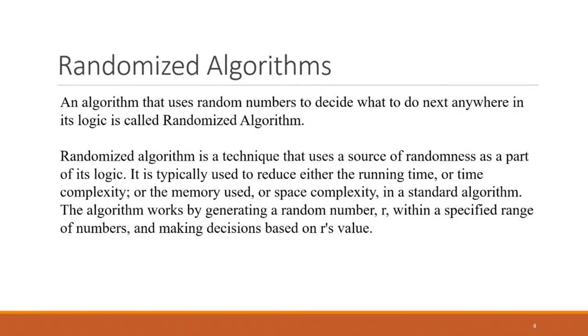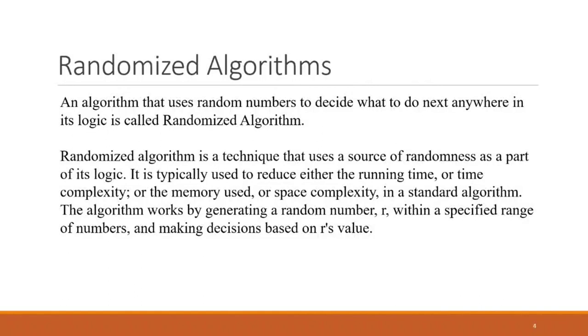Now let's discuss what a randomized algorithm is. A randomized algorithm is an algorithm that uses random numbers to decide what to do next anywhere in its logic. That is, it will decide the output by using some random numbers. For example, a randomized algorithm could help in a situation of doubt by flipping a coin to make a decision. We are choosing a random number or a random input to get an output. That is, it is based on probability. It helps us to reduce the time complexity and memory used. That is, it helps us to reduce the running time and the memory used.